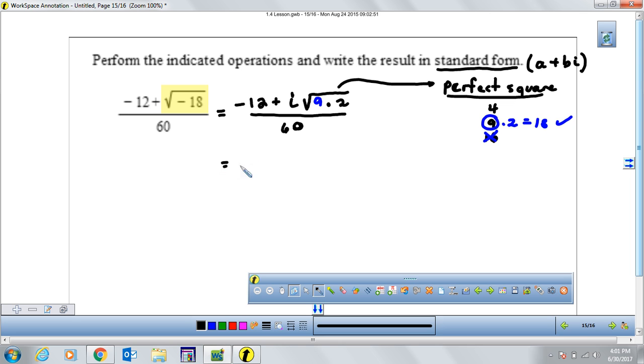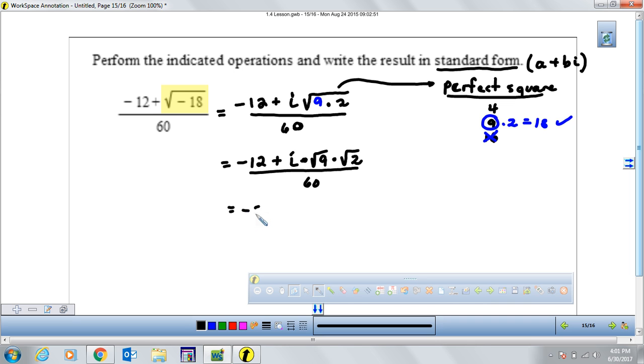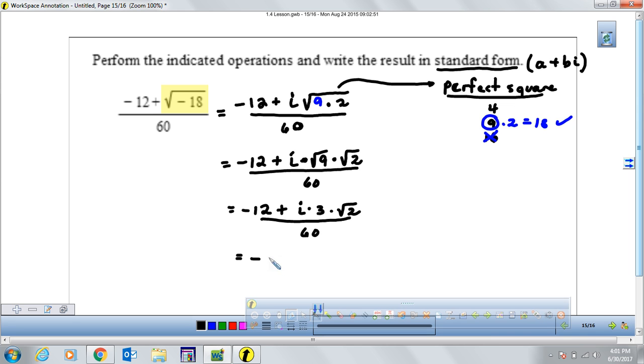Then what else did we do? Then we have to separate it. So it would be negative 12 plus i times the square root of 9 times the square root of 2, everything over 60. But the square root of 9 is equal to 3, so it's going to be negative 12 plus i times 3 times the square root of 2 divided by 60. And if we put everything together, then negative 12 plus i times 3 times the square root of 2 is the same as 3i times the square root of 2 over 60.